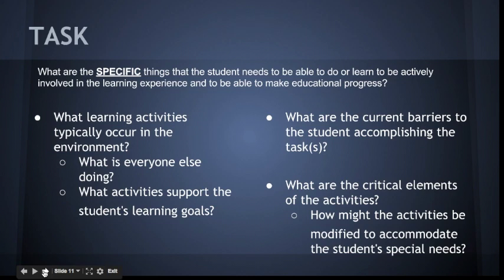What are the current barriers to the student accomplishing that task? What is it that's holding that kid back? Is it that he needs to be reading grade level material, but his reading level is significantly lower?